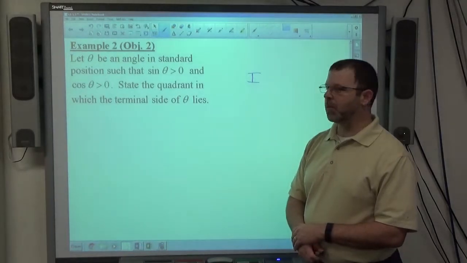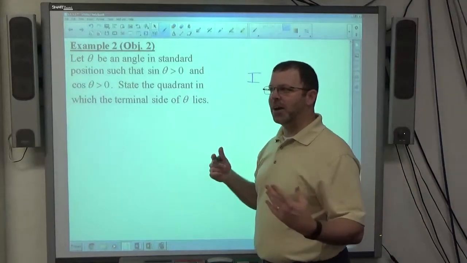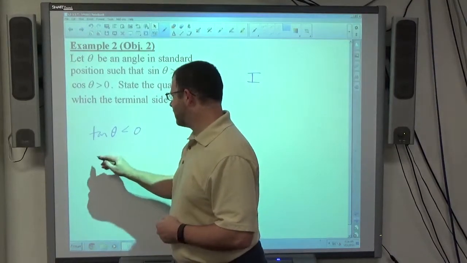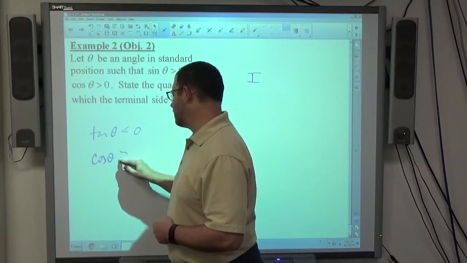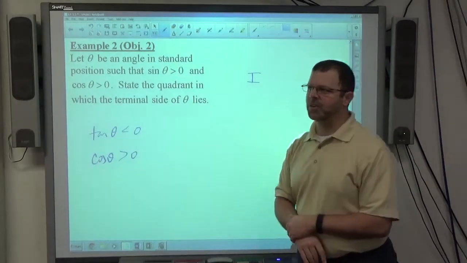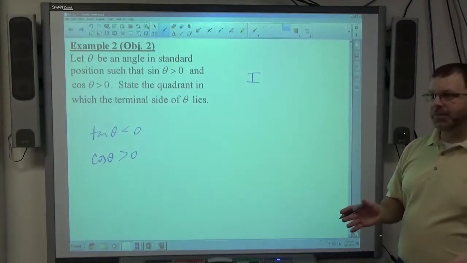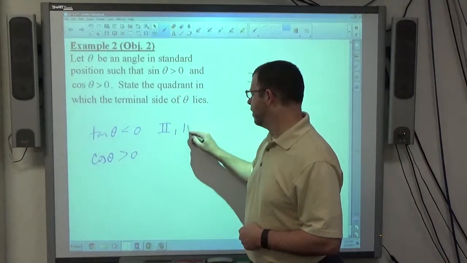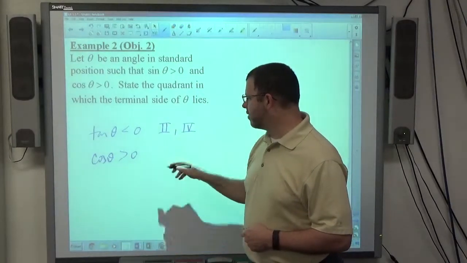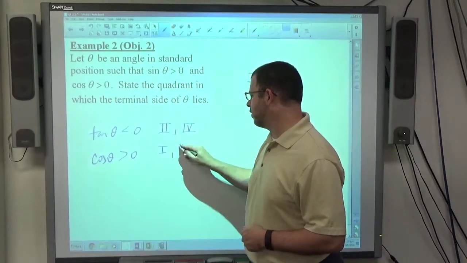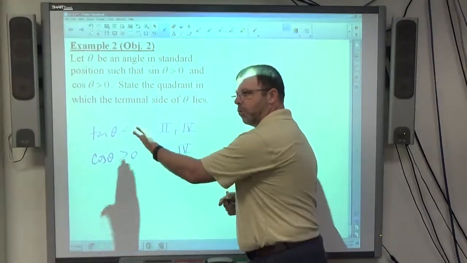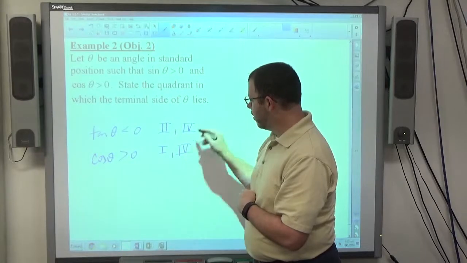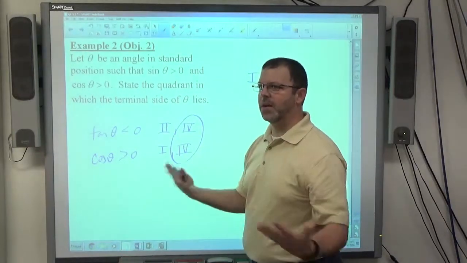I mean, that's kind of boring, but a more interesting one might have been, let's say tangent of theta is negative, and let's say cosine of theta is positive. Suppose they did that. That'd be a more interesting problem. All right, so tangent's negative in the second and fourth quadrants, and cosine's positive in the first and fourth quadrants. So you establish what quadrants they're both in. The one that they share is the fourth quadrant. That's kind of how I'd like to see you work on these.